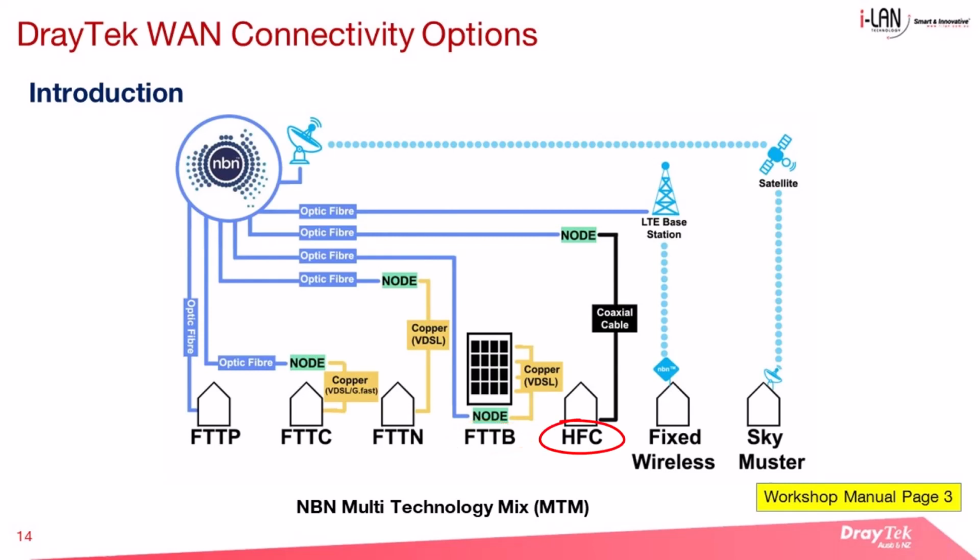Hybrid fibre coaxial, which is what I'm using here. You have a node, which is usually the telephone exchange. Then from there, it uses the old coaxial network rolled out by Foxtel originally and Optus. And then we have fixed wireless, where optic fibre goes up to an LTE base station and then wireless from there. And satellite, of course, goes all the way from the NBN to the satellite. I think there's 2 of them up there, and then down to the premises.